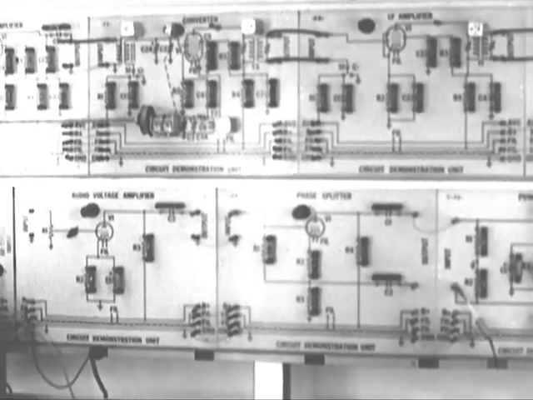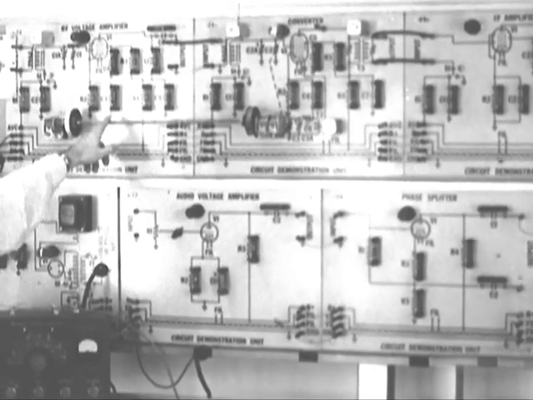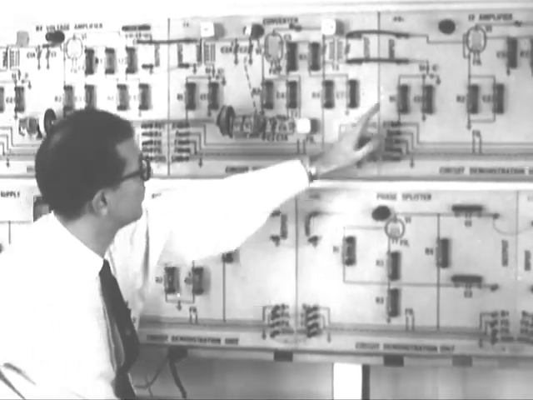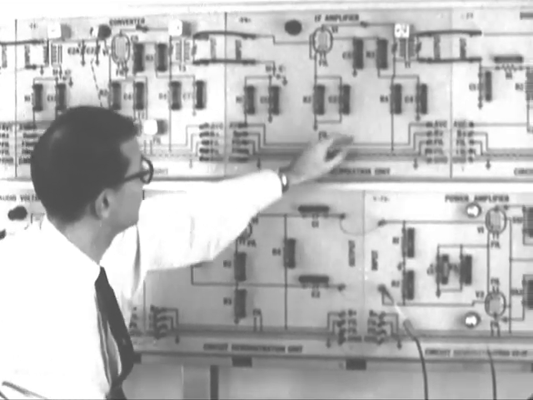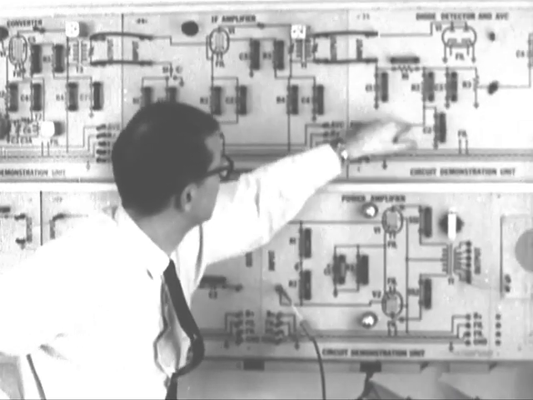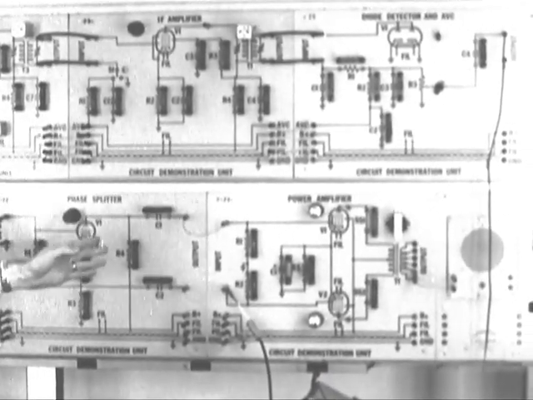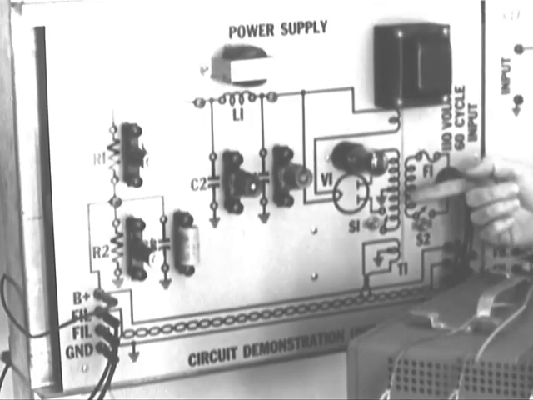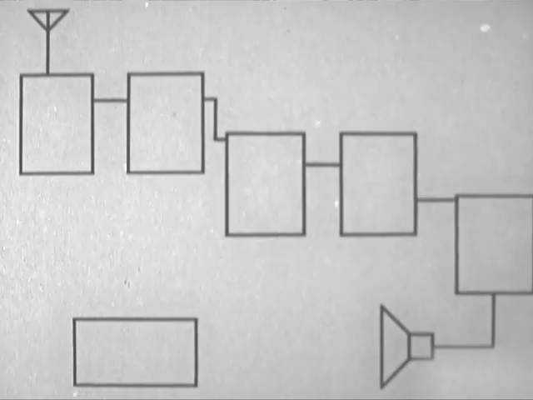These additional circuits include a radio frequency amplifier, a converter, an intermediate frequency amplifier, a circuit for automatic volume control, a three-stage audio amplifier, and, of course, a power supply to supply energy to all the stages. Let's use a block diagram to see how all these circuits work together.